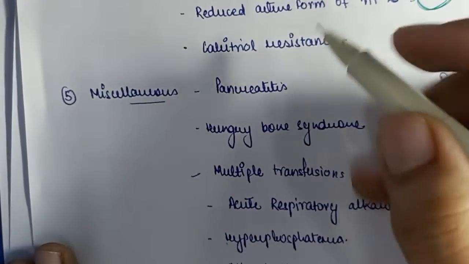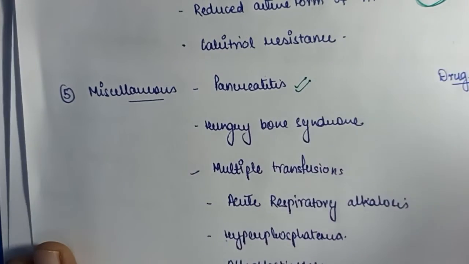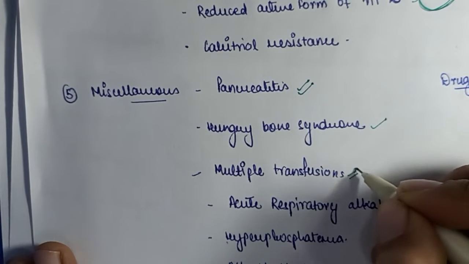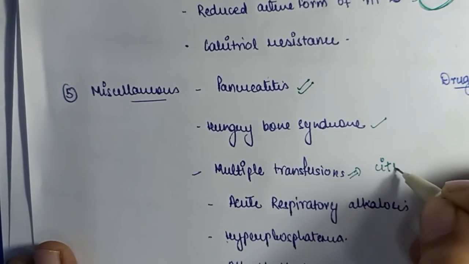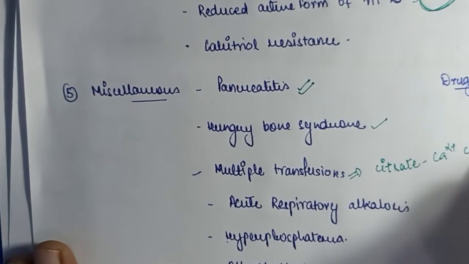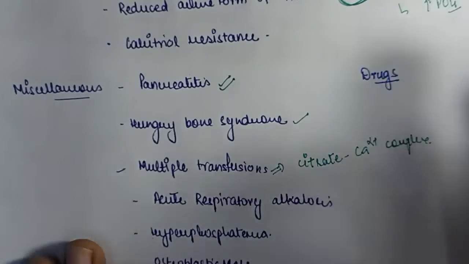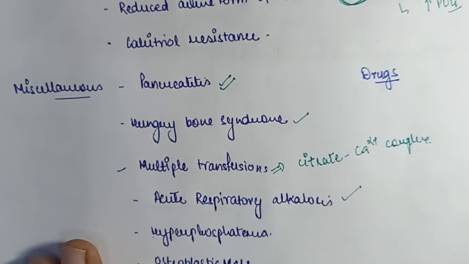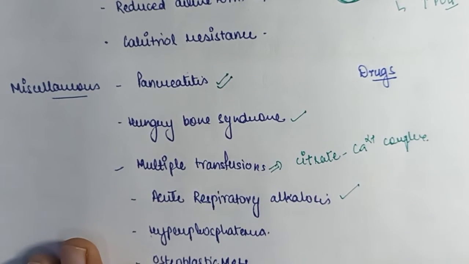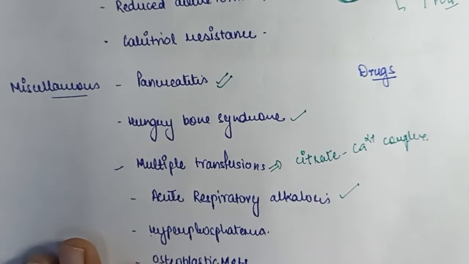In miscellaneous causes, we have pancreatitis, which results in hypocalcemia, and hungry bone syndrome. In multiple blood transfusions, there can be citrate containing blood, and a citrate calcium complex, resulting in hypocalcemia. And like we have already discussed, respiratory alkalosis results in decreased ionized form of calcium because of less dissociation of the albumin calcium complex.